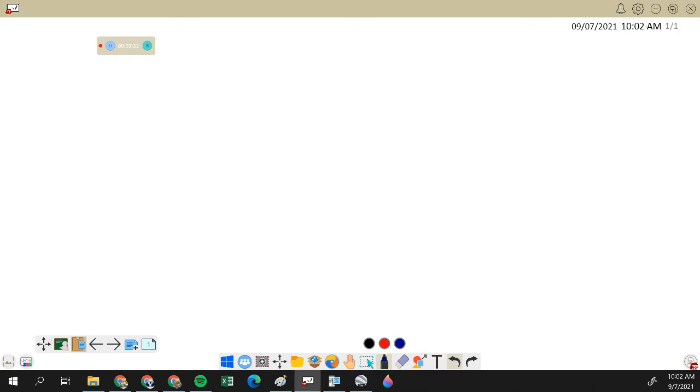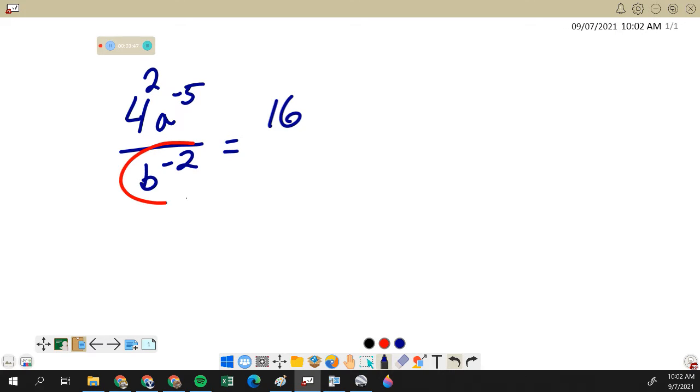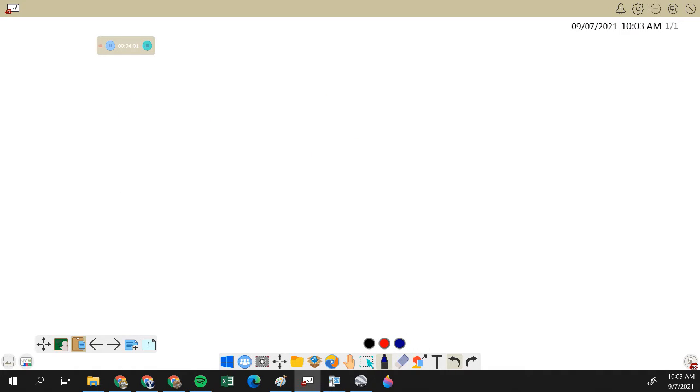So if I had 4 squared a to the negative 5 over b to the negative 2, what is that? Well, 4 squared is 16, and this becomes b squared, and this becomes a to the fifth on bottom. Does everybody understand that? Okay, let's make it a little bit harder.